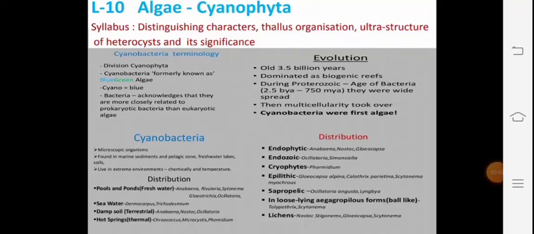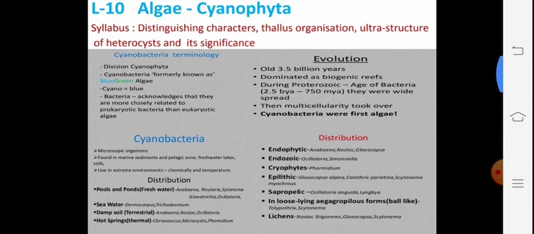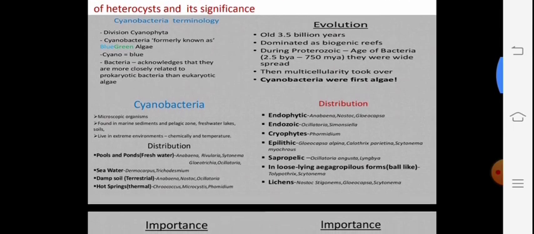So, we are starting our next lecture about the division Cyanophyta. In the syllabus, it is expected we should know about the distinguishing characters, then thallus organization, ultrastructure of heterocyst, and its significance. So, we will go one by one, point by point.